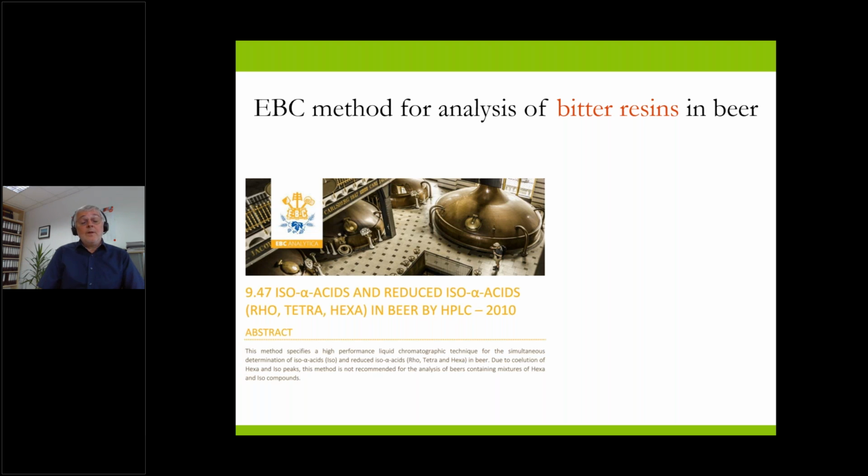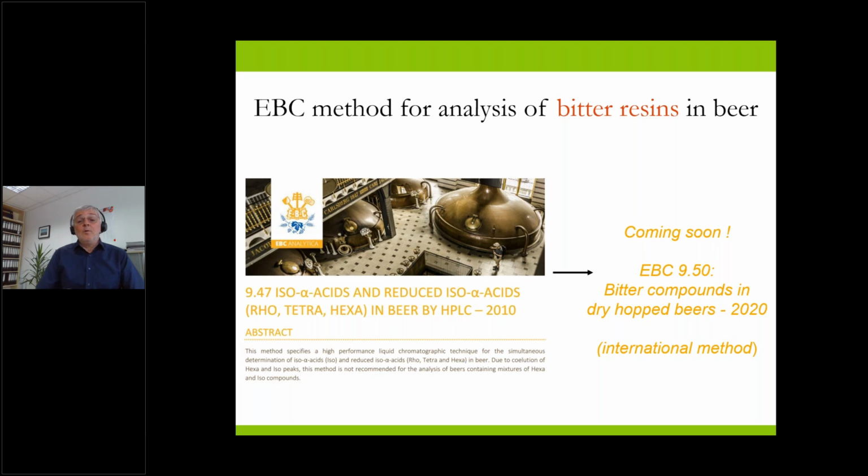And in the meantime, the EBC has already organized an international collaborative trial with participation of the analytical committees of the Americans, the ASBC, and the Japanese, the BCOJ, and the collaborative trial has been successful. And very soon there will be a more or less identical method to the 947 recommended for the analysis of bitter compounds in dry hop beers. The number will be 9.50, and this will be an international method, also recommended by ASBC and BCOJ in the end.